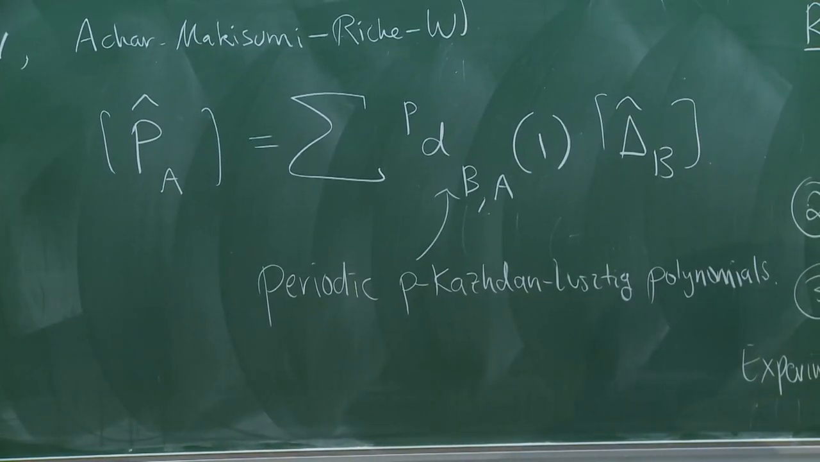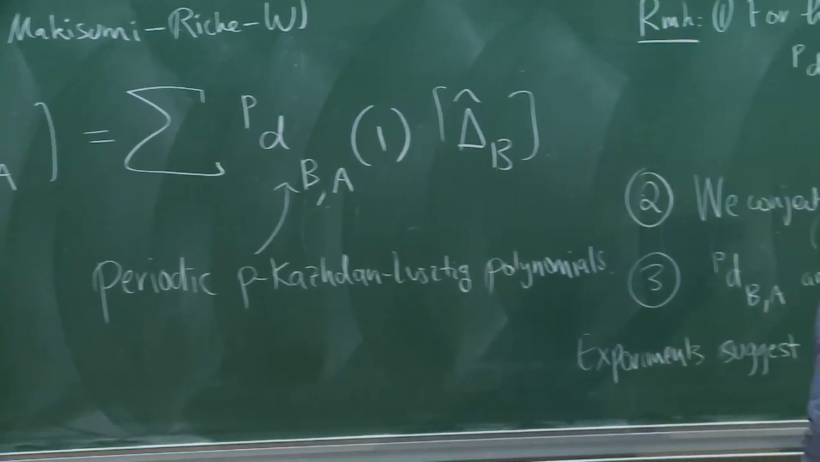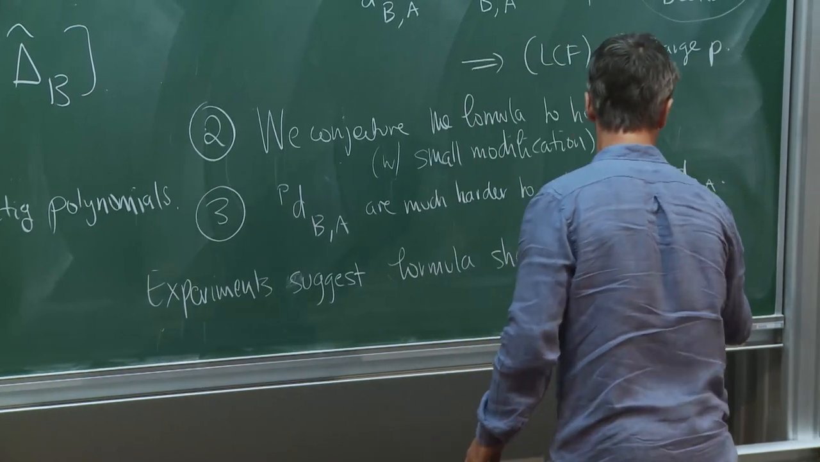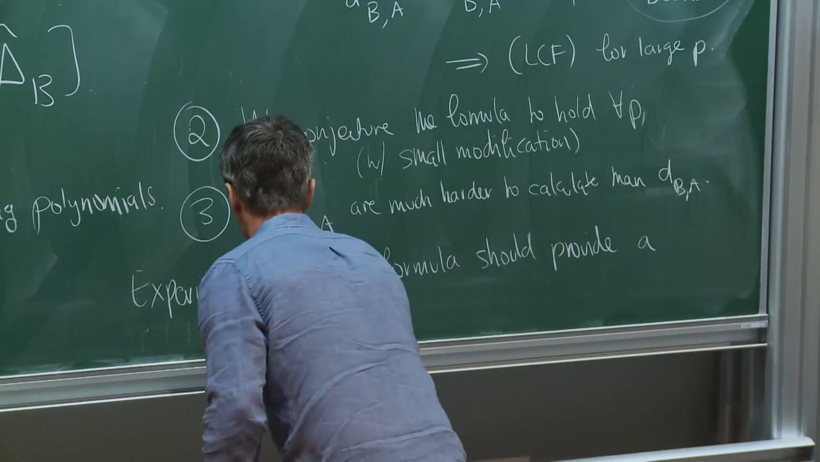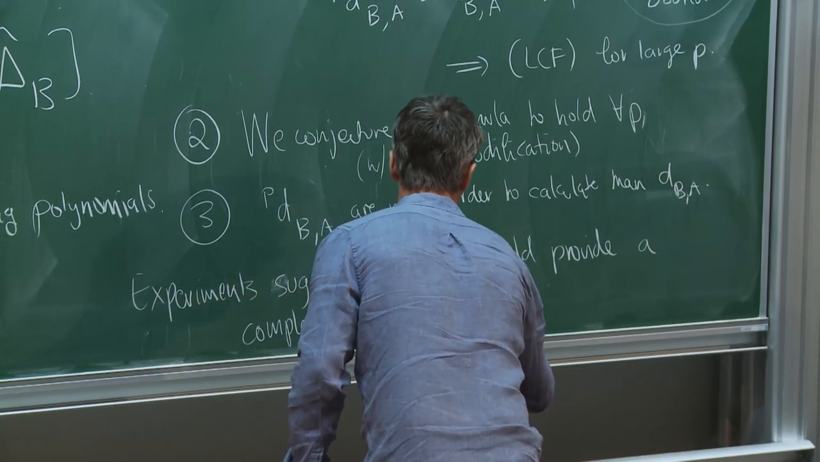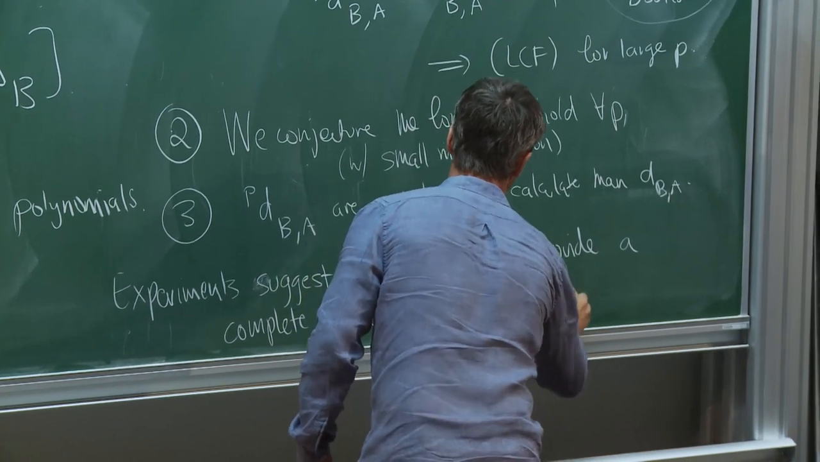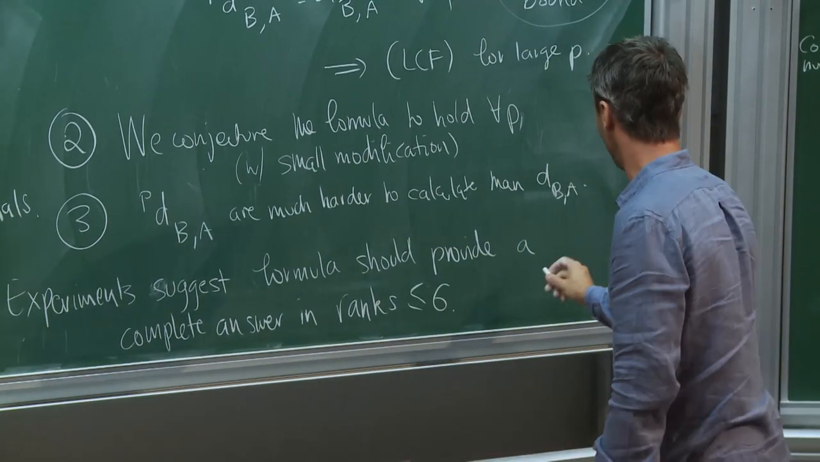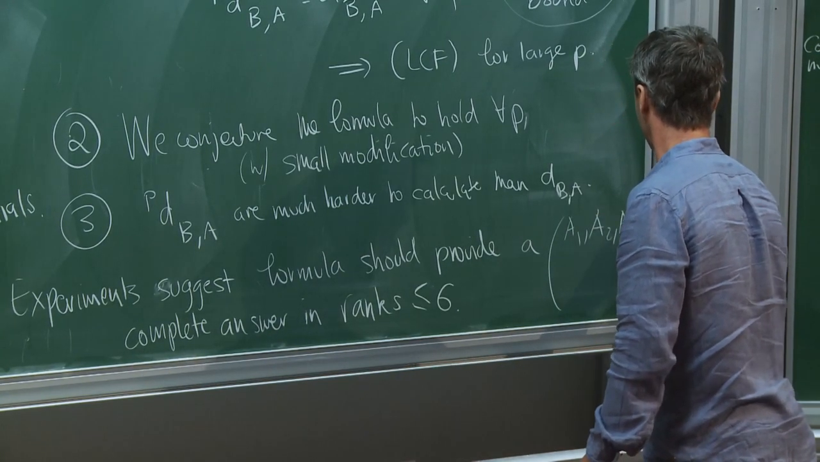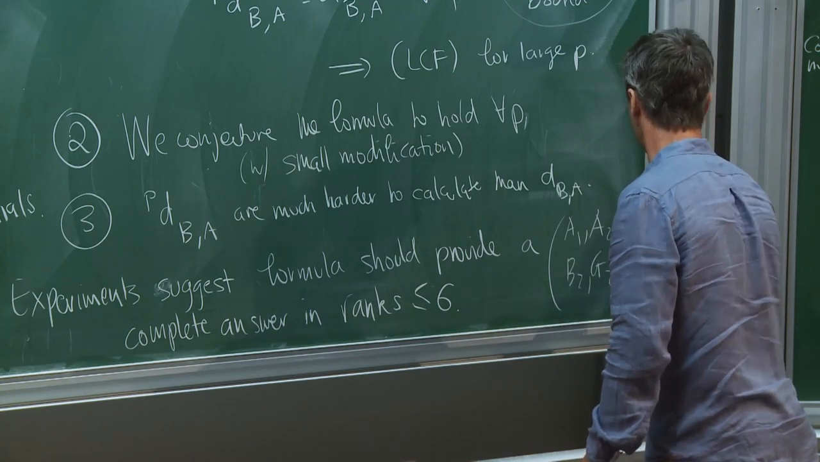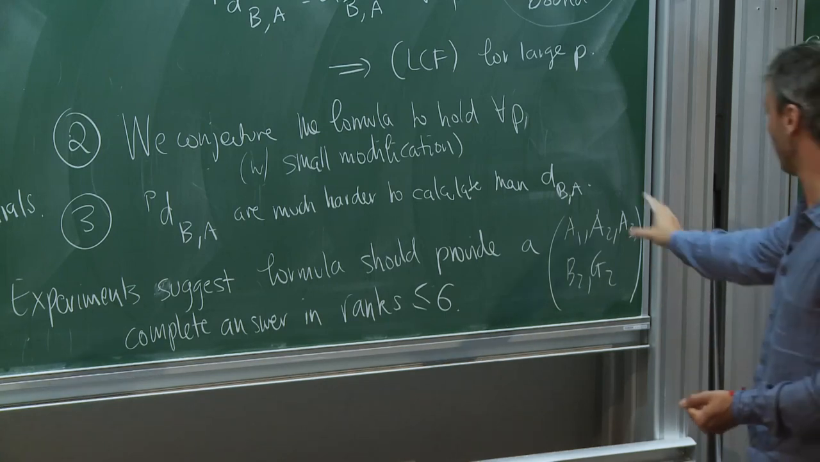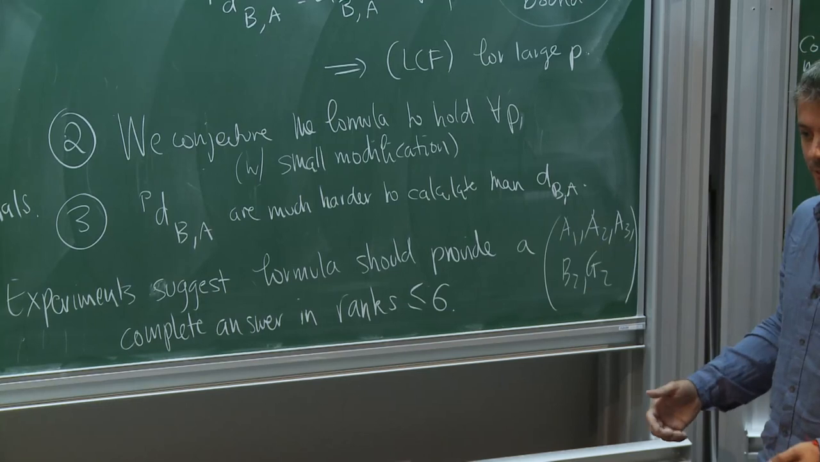The experiment suggests the formula should provide a complete answer in ranks less than or equal to 6. At the moment we know A1, A2, A3, B2, and G2. And it's more effective in the sense that we can go from these cases up to rank 6, but probably not beyond that.